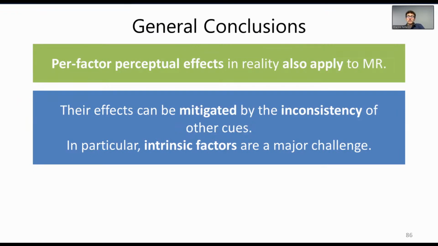However, we also showed that these effects can be mitigated by the inconsistency of other cues. In mixed reality, when some cues are sometimes incorrect, this inconsistency can impact all the other cues and bias perception. In particular, intrinsic factors seem to be especially important to understand perception in mixed reality. The orientation, as seen in the first contribution, and the lateralization of the participant, described in the third contribution, are all examples of intrinsic factors that can impact perception in mixed reality.